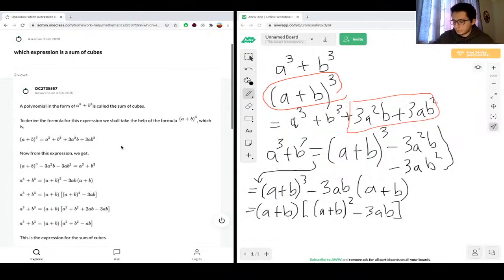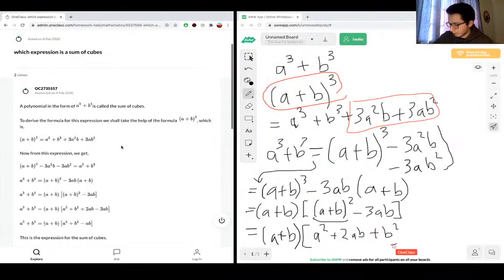And now, since we've gotten to this form, we want to expand out this term over here to get to the final form of the equation. Expanding out is just multiplying a plus b by itself, because it's squared. This also uses a similar shortcut, so it will be 1, 2, 1. The first term will be a squared, the second term will be 2ab, and the third term will be b squared, and we still have the minus 3ab.